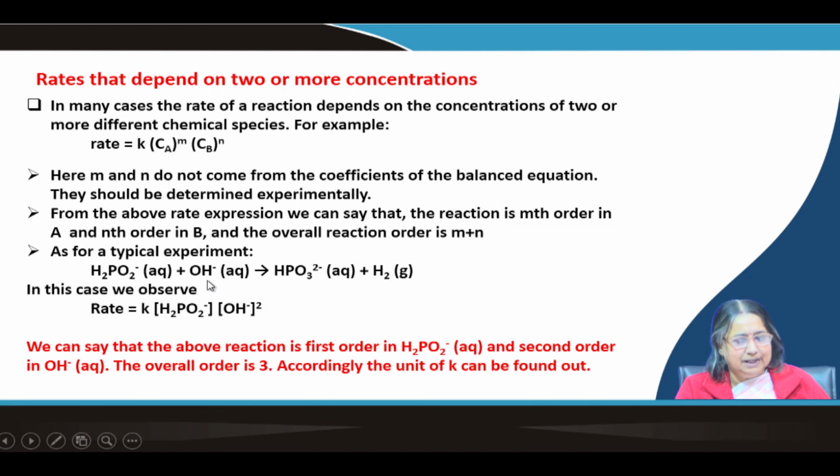A very nice example here is the reaction of H2PO2 minus and OH minus in aqueous phase to give HPO3 2 minus and hydrogen gas. Experimentally it has been observed that the rate expression is H2PO2 minus to the power 1 and OH minus to the power 2. So you cannot tell just by seeing the equation what the order will be.